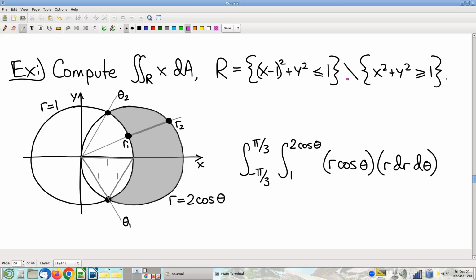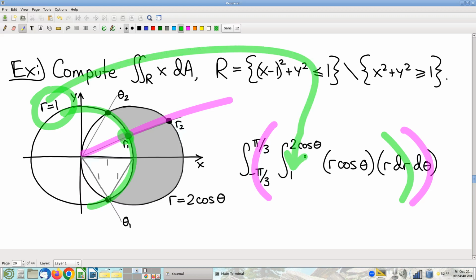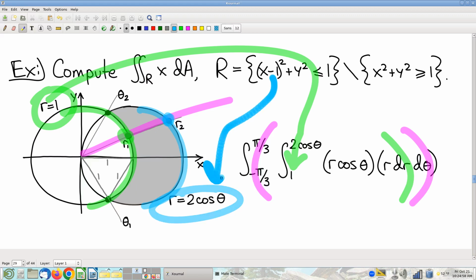Okay, so let's see. So we've got our theta range now. We've got theta going from negative pi over 3 to pi over 3. And so now let's look for a given theta. Let's look at R. R starts at that point, which is on that curve, which has that equation. Solve for R. Right? The ending value is at that point, which is on that curve, which has that equation. Thankfully, we've already done the algebra on that.